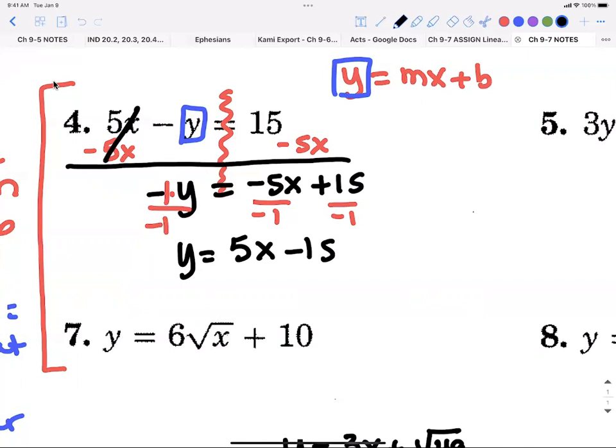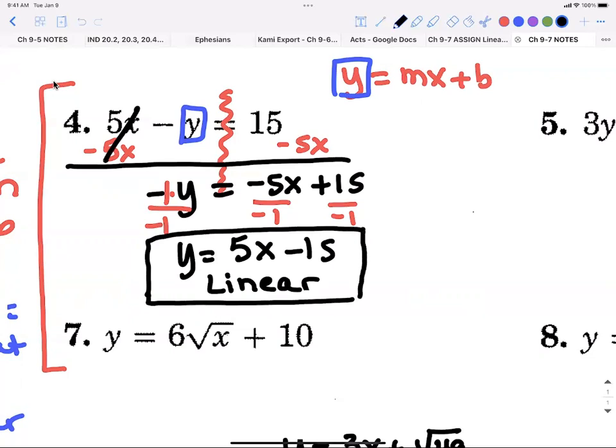So then I finish my answer by writing the word linear. And I circle both because both of them are part of my answer. Because first I determined that it's possible. I wrote the word linear, and my explanation is just the work that it took to get it in MX plus B. Okay.